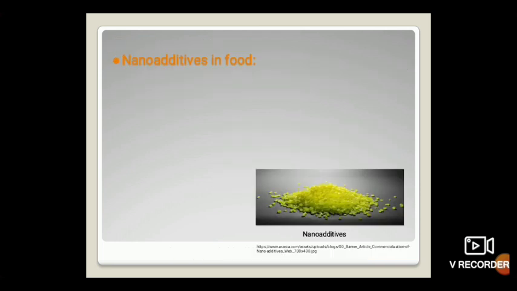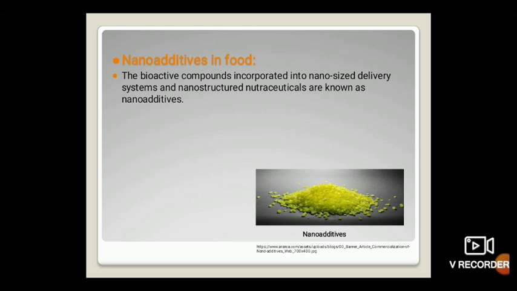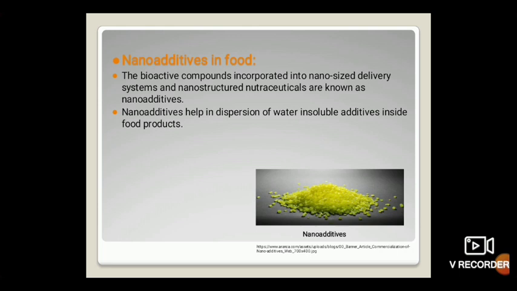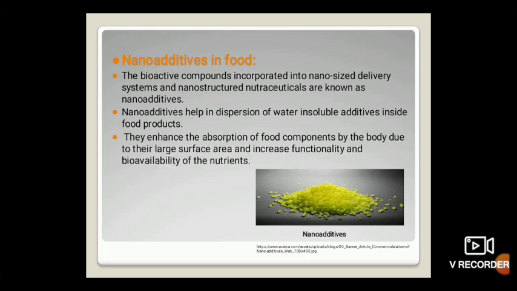Nanoadditives in food. The bioactive compounds incorporated into nano-sized delivery systems and nanostructured nutraceuticals are known as nanoadditives. Nanoadditives help in dispersion of water-insoluble additives such as colors, flavors, preservatives inside the food products. They also enhance the absorption of food components by the body due to their large surface area and increased functionality and bioavailability of the nutrients.